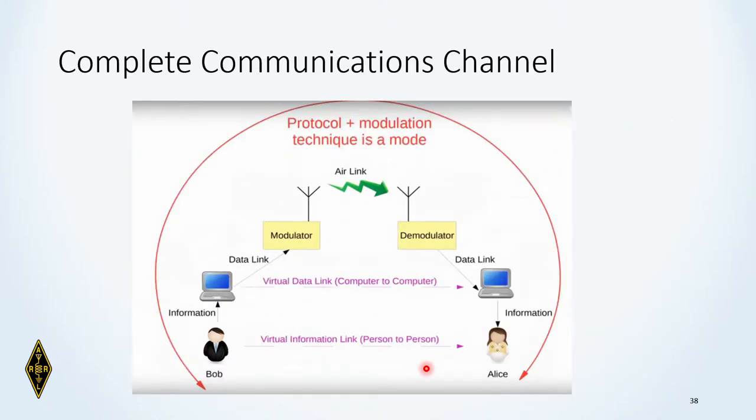And then here's the complete communications channel. Oh, now it's Bob and Alice. They must have changed. So we have a virtual information link, person to person, because they don't need to care about what's happening over there. But of course, as hams, we do care. And then we have a virtual data link, which is computer to computer. And that exists only because we've transmitted it over the air. We've modulated it and demodulated it and come back here. So those are the three channels that are kind of running virtually.